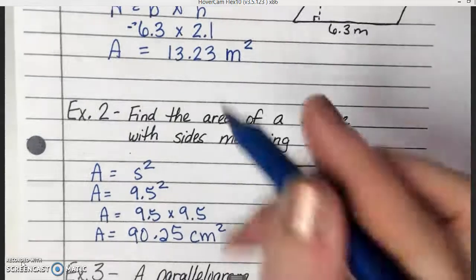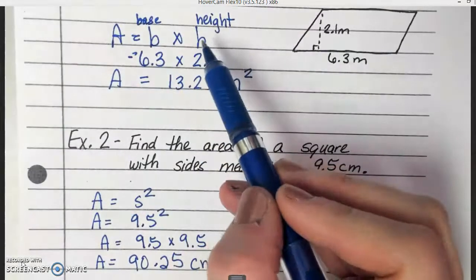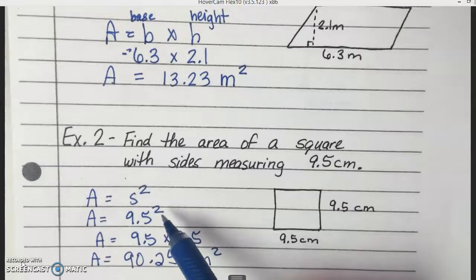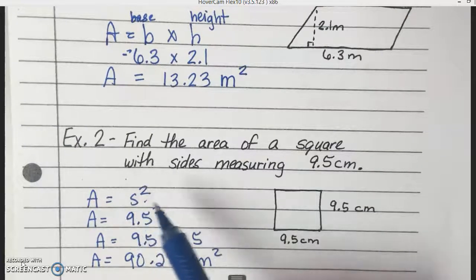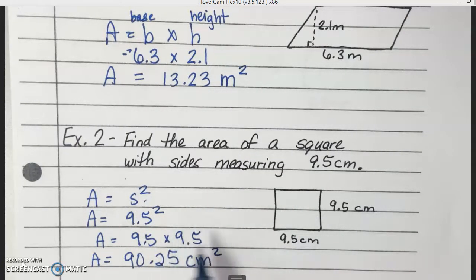To me, it's fine if you want to just use base times height every time. But there may be some cases in the book where you see them use this. So just know that that S means side. And essentially you end up doing the same thing. Here, right here, notice we're doing base times height. Base and height. Or side times side. Anybody have a question about that one?